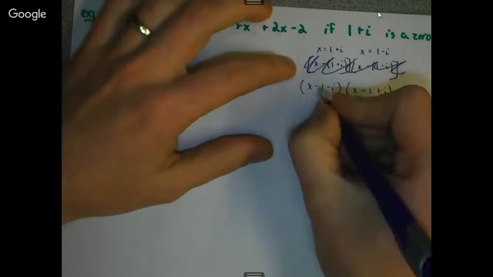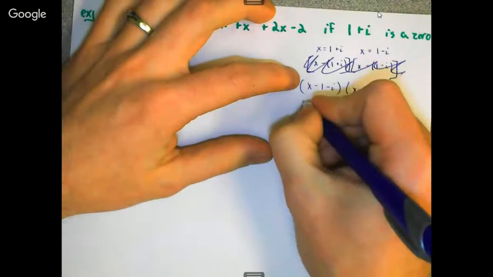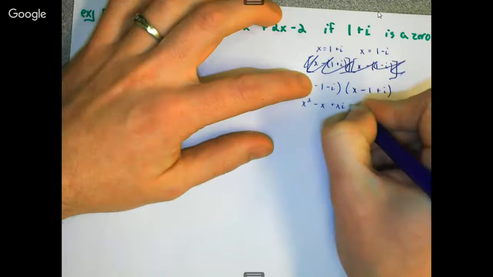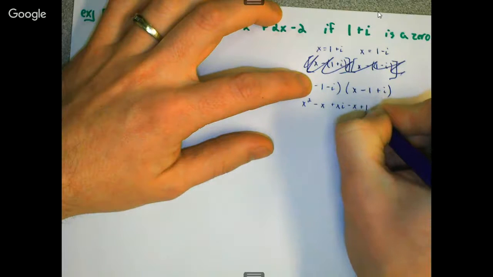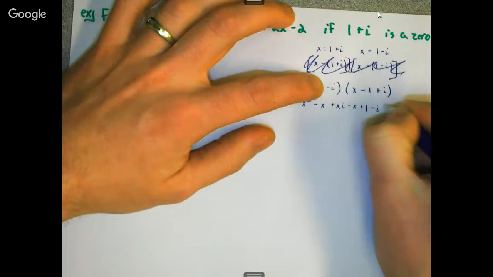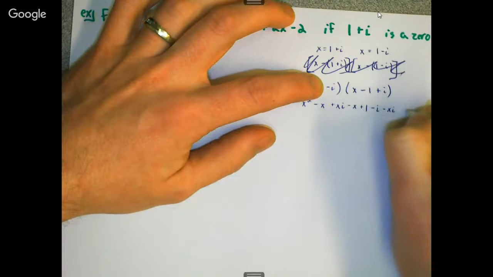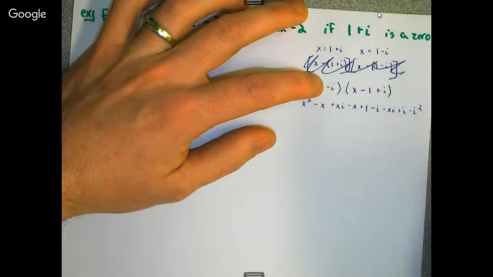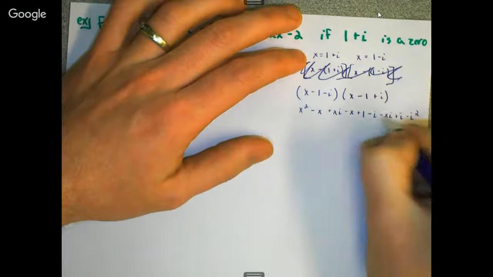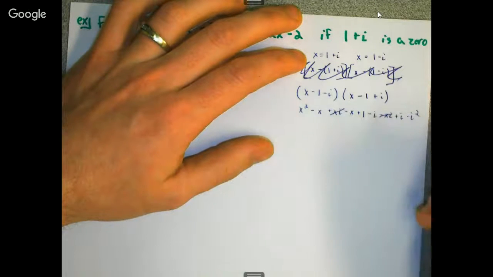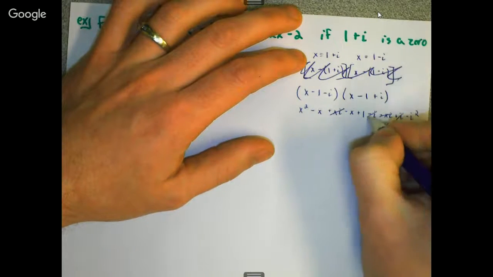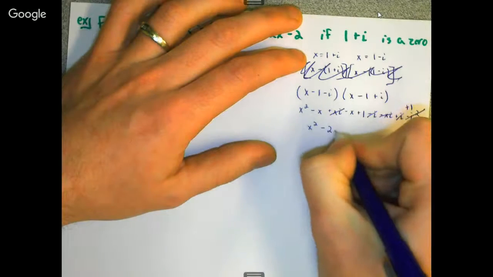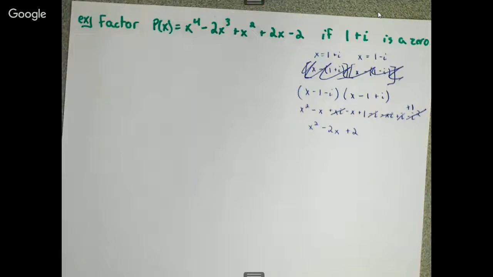Okay, so now we just FOIL these out. So I get x squared minus x plus xi minus x plus 1 minus i. Go to this one, minus xi plus i minus i squared. So this one and this one cancel. This one and this one cancel. And this becomes a plus 1. So I have x squared minus 2x plus 2, which I think we did just a little bit ago.